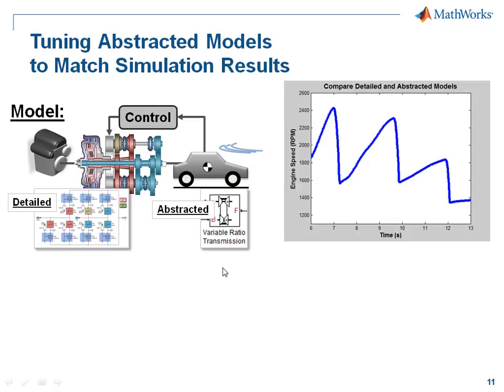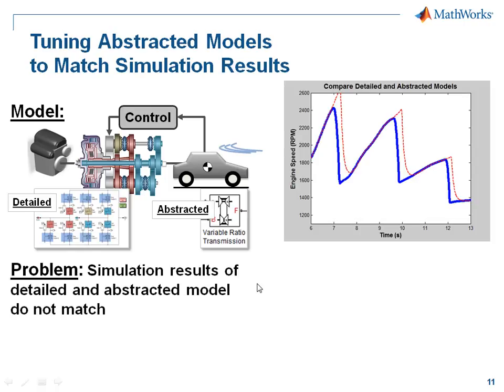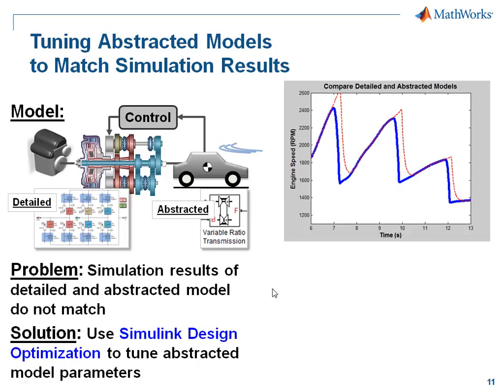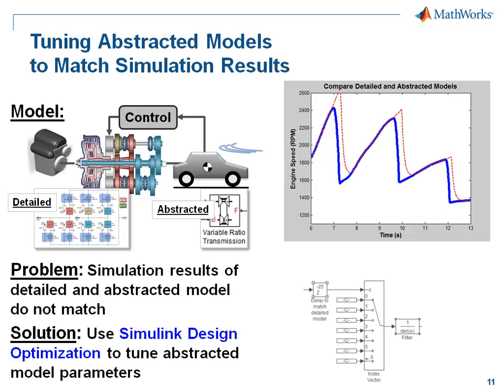However, when we test these two variants, we can see that the abstract variant does not match the simulation results of the detailed variant. We could tune the parameters in our abstracted variant by hand, but a more efficient way to do this is to use Simulink design optimization to automatically tune these abstracted model parameters.